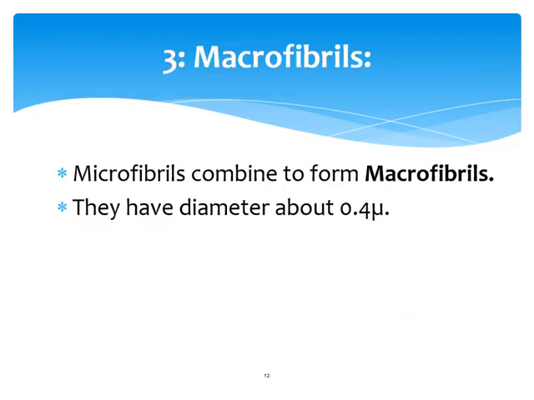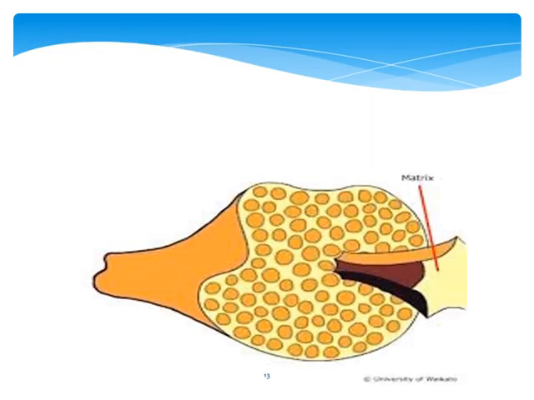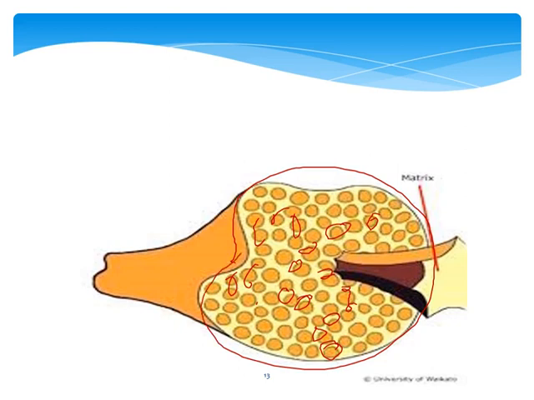In the last we have macrofibrils, and the macrofibrils are the result of microfibrils, because the microfibrils combine together to form large bundles called macrofibrils, and the diameter of these macrofibrils is 0.4 micrometer. Here we have a diagram. These small structures are basically microfibrils, and a number of microfibrils combine together to form this macrofibril, and this macrofibril combines to form a fiber of cellulose or a cell wall.